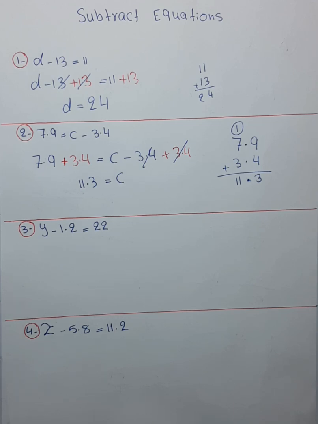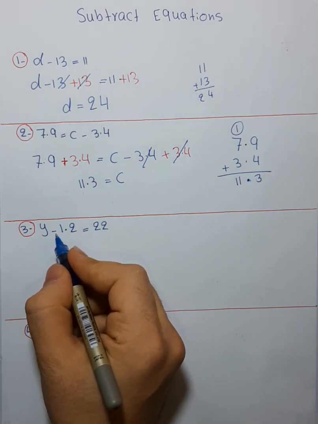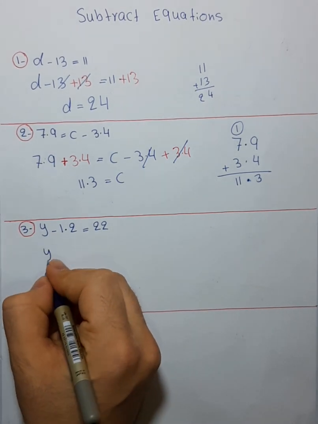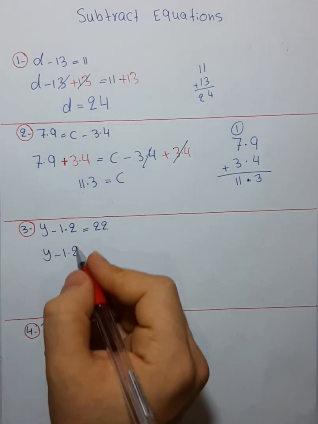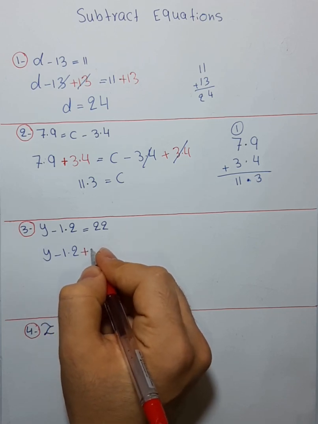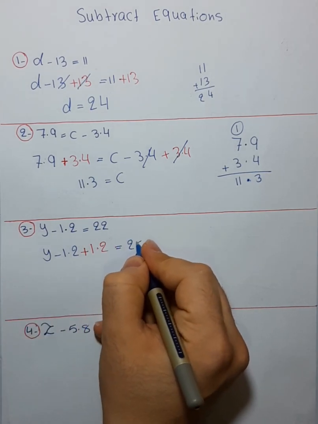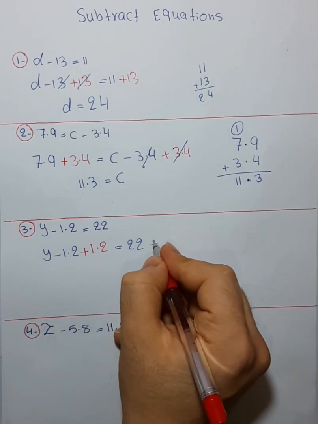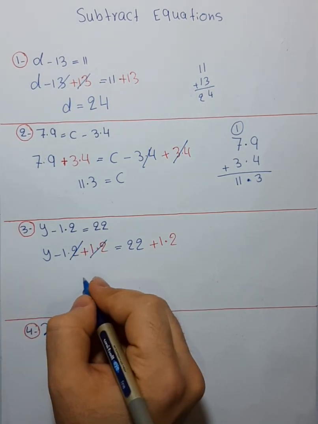Example number 3, we have y minus 1.2 equal to 22. We have to take the inverse of negative 1.2. So write y minus 1.2. The inverse of minus 1.2 is positive 1.2, equal to 22 plus 1.2. These two numbers equal to 0.